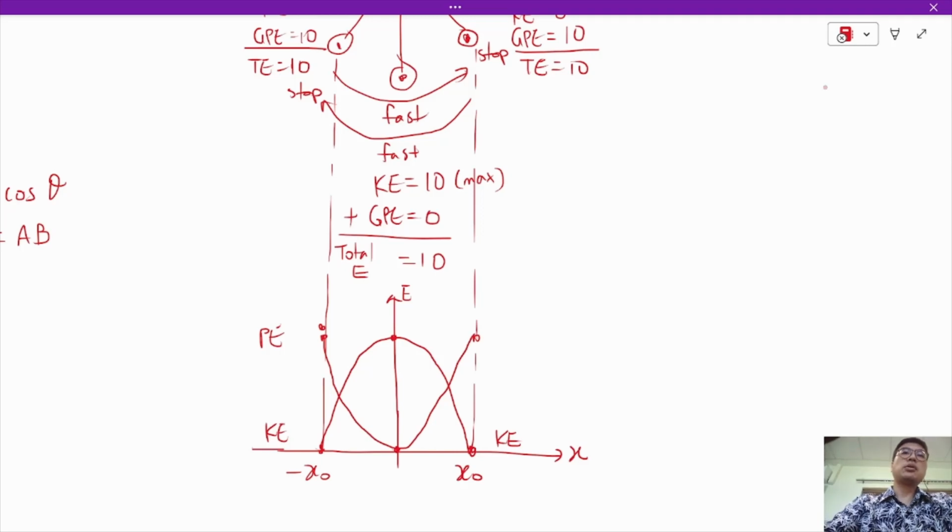Next, we're going to draw the total energy graph. The total energy is 10, 10, 10, so the total energy must be a straight line. Okay, so this is the total energy graph. This is what I like to call the energy with displacement graph.